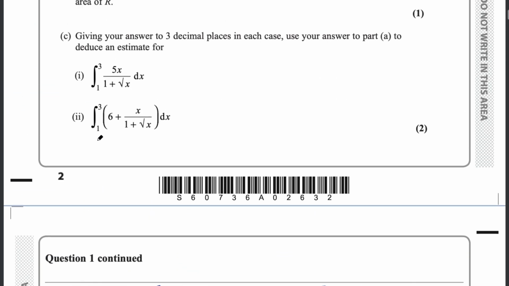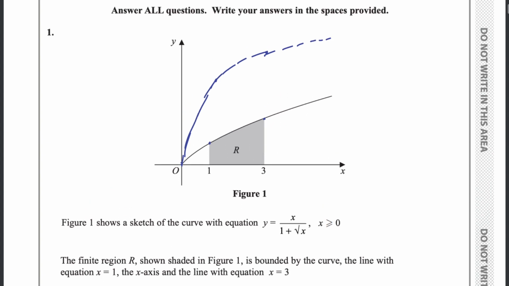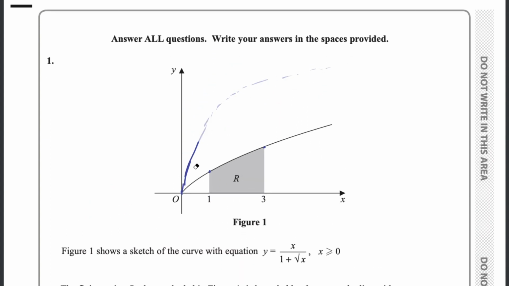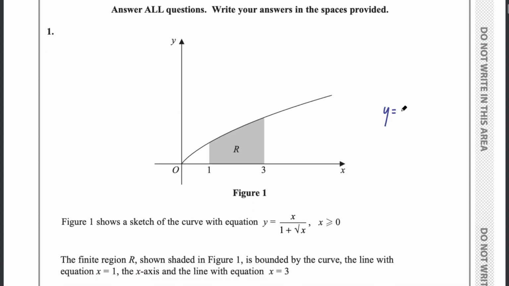Part 2 says find the integral of 6 plus this function. So if we add 6 onto this, let me just rub this one out quickly. What happens if you add 6 onto a graph? So again, let's look at the example of y equals x and y equals x plus 6. So y equals x is here. If we add 6 onto it, all we do is move it up 6 units. Okay, so now the y-intercept becomes 6. So we can do the same thing for this graph. All we need to do is translate it up 6 units. So now the graph starts at y equals 6, and it'll have exactly the same shape, and we'll end up with something like that.